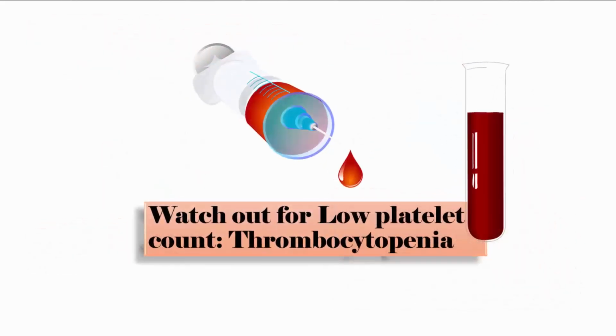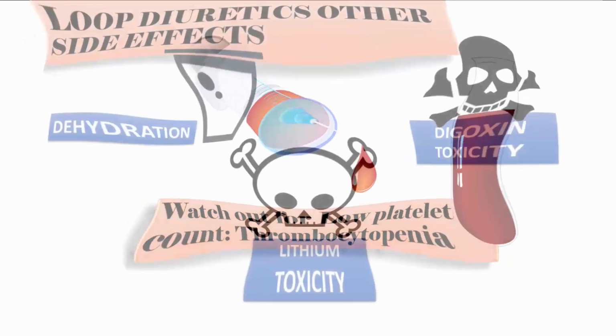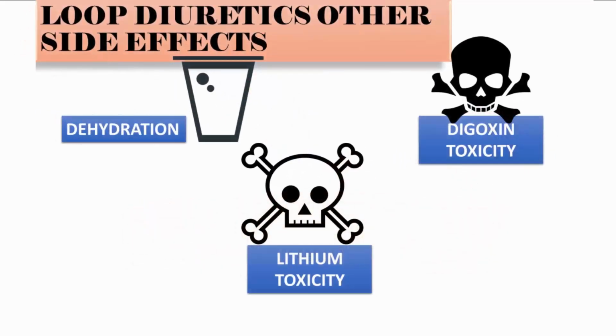Also remember the term thrombocytopenia, in which there is a low platelet count, which is also a side effect of loop diuretics. Besides these, let's see some side effects common to all types of diuretics that we talked about at the beginning of this chapter. Like all other diuretics, in toxic dose, it may cause dehydration. They can induce digoxin toxicity and are contraindicated in patients on lithium.